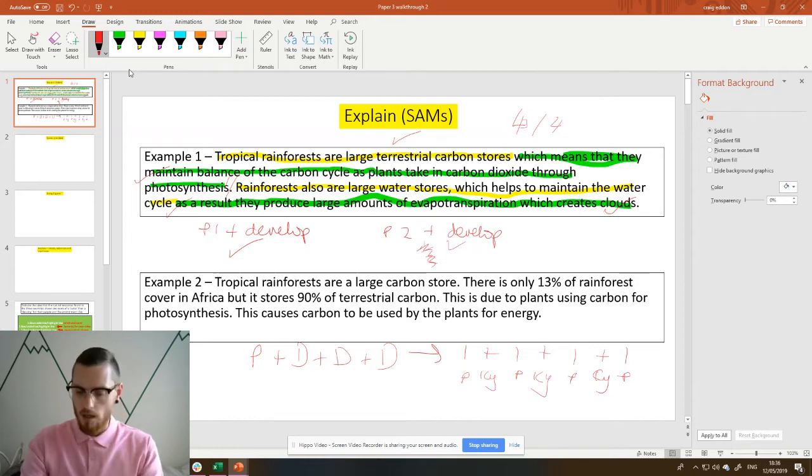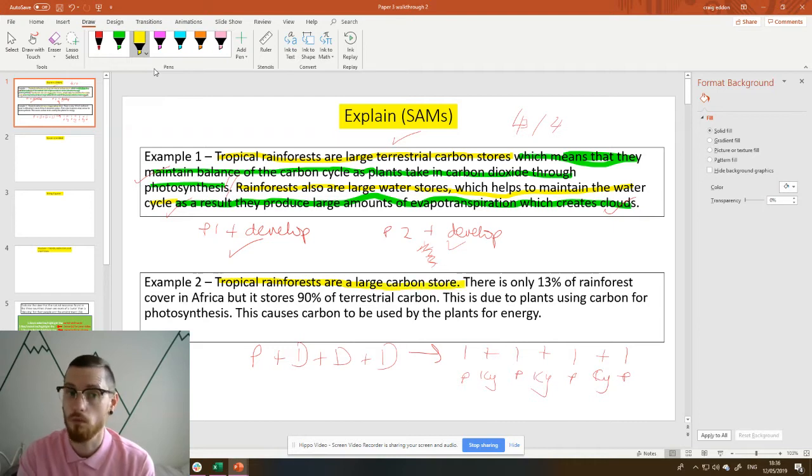Okay, let's have a look at this student here. I'll just keep on moving between yellow and green. So we've got tropical rainforests are a large carbon store. That'll get you a mark there. That's our first mark. It's a point. And then let's go on.